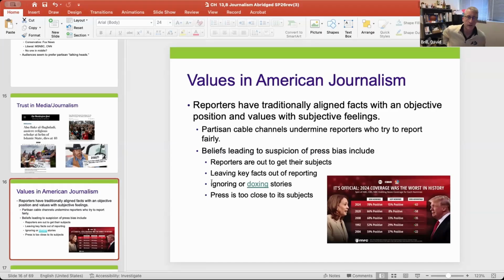Reporters have traditionally aligned facts with an objective position and values with subjective feelings, meaning there was always this belief that regardless of what you felt about something, you could put your personal feelings aside and cover a story fairly, right? And that has definitely shifted for sure. I'll give you a specific example in a second, but there's no doubt that when you look at partisan cable channels, and again, I'm not aiming this at just one or the other, I'm aiming it at all of them, a lot of these cable channels have decided to pander to certain audiences, and we now see a blurring line between objective and subjective, right?